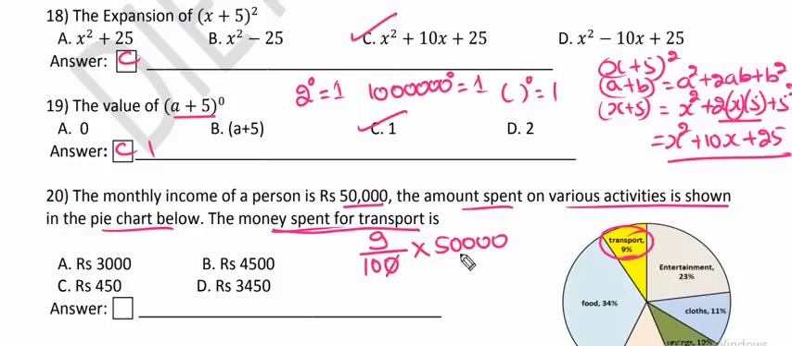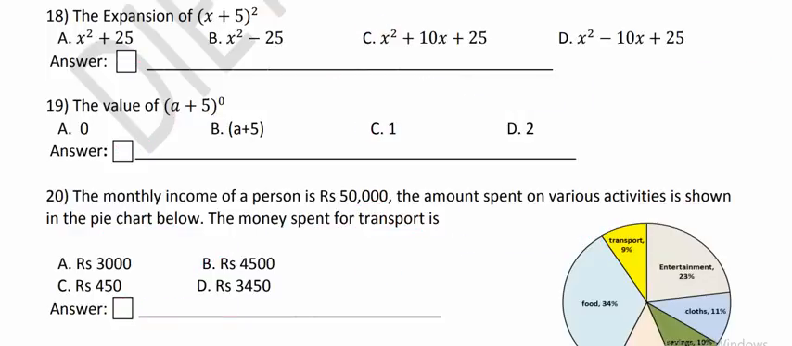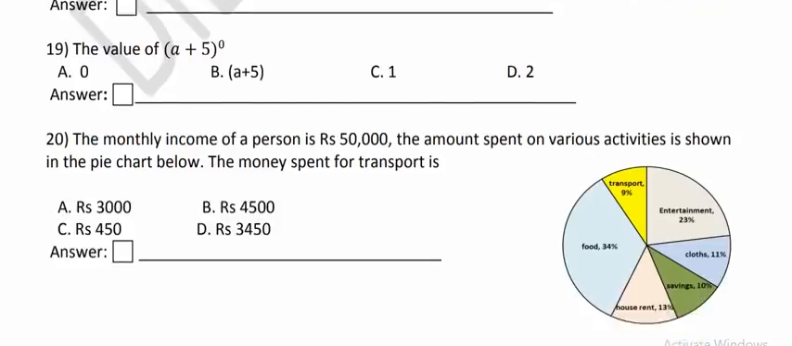50,000. So here the zeros get cancelled. You have to multiply 9 into 500. 9 5s are 45. That is 4500. That is option B, rupees 4,500 is the correct answer. So then we have to move on to the next question.